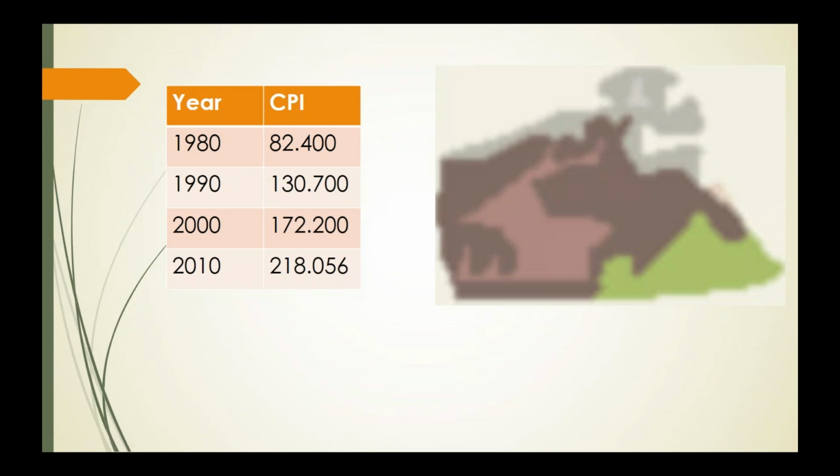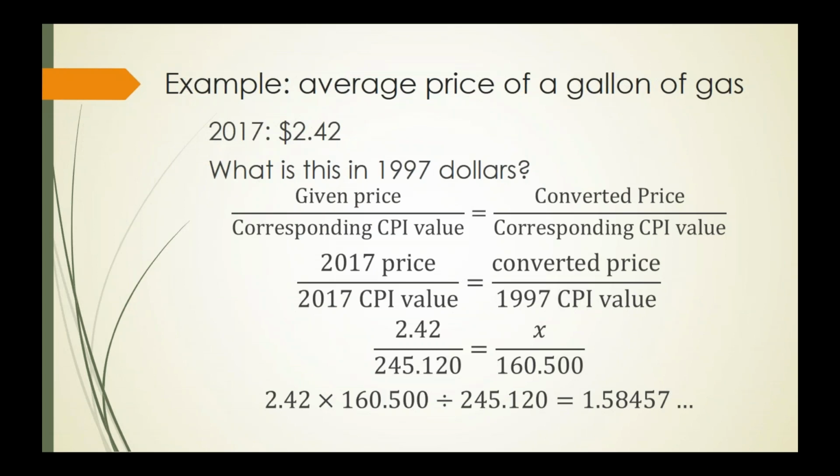The most basic type is what you see in your homework. You are given the cost of an item in one year and asked to find its cost in some other year's dollars. Note, you're not finding the item's actual cost in the other year. More on that in a bit. Let's look at an example. The average price of a gallon of gas in 2017 was $2.42. What would this price be in 1997 dollars?